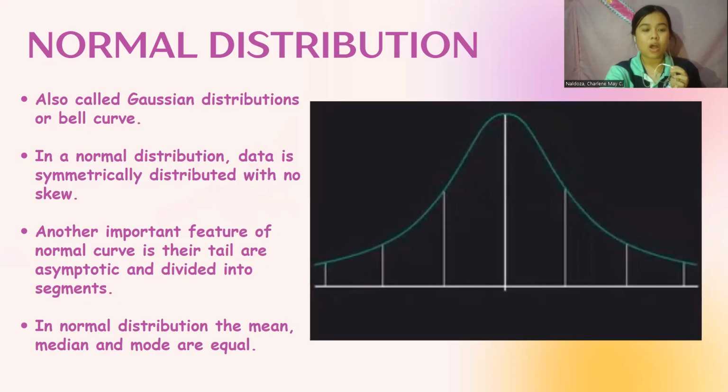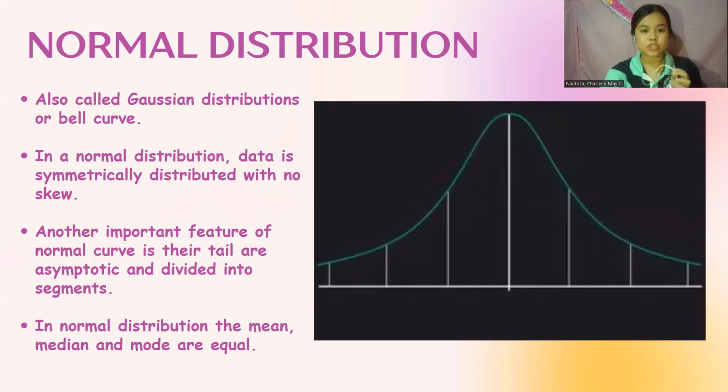Normal distribution, also called Gaussian distribution or bell curve. The normal distribution is also called bell curve because the shape of this curve is like a bell. Now, notice that this curve is divided into two parts. We have the left side and then we also have the right side, and these two sides are symmetric to each other.